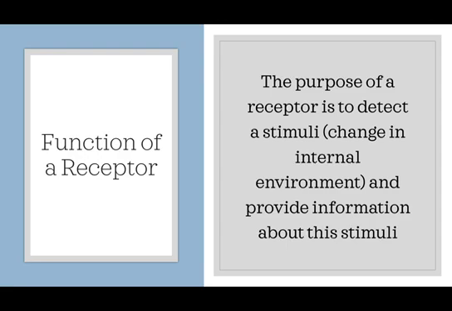The function of a receptor is to detect a stimulus, which is a change in the internal environment, and then provide information about the stimulus. For example, if your body temperature is too hot or too cold, it is the receptor's job to identify whether your body is too hot, too cold, lukewarm, etc.